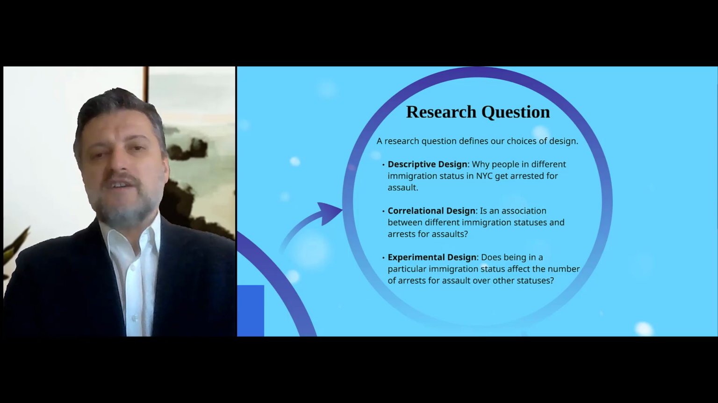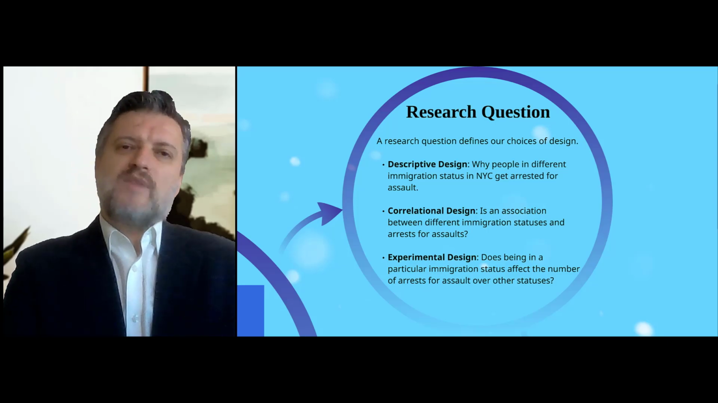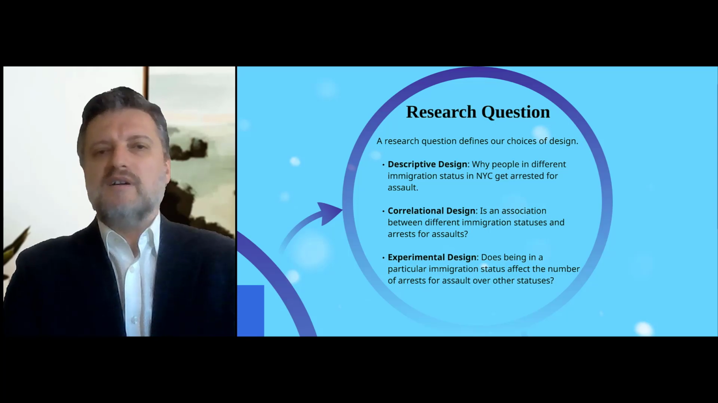In a correlational design, we would ask if there is an association between different immigration statuses and arrest for assault, and if there's really something going on there. Experimental design would be asking, does being in a particular immigration status affect the number of arrests for assault over other statuses? We would be chasing a cause and effect type of relationship here with experimental designs.